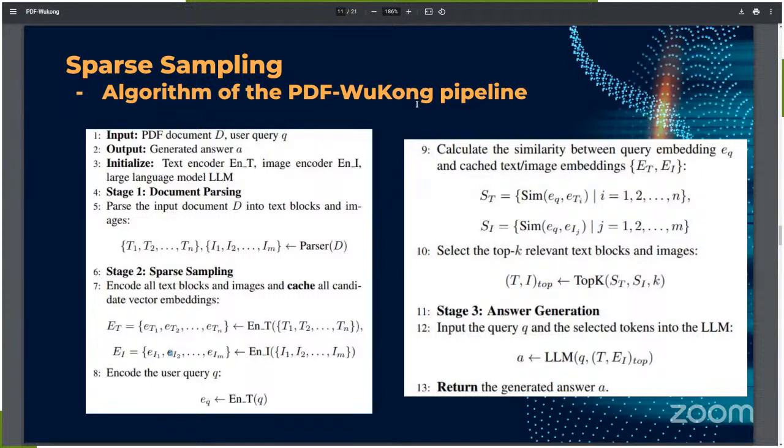Now, coming over to the algorithm of the PDF-WuKong pipeline. We input a PDF document and a query given by the user, and we expect the answer, a reply to the query. We first parse the document into interleaved texts and images. Then we cache all the vector embeddings and create the embeddings for the user query as well. Now we use similarity matrices between the query and the cached image and text embeddings, using the pre-trained PaperPDF dataset. Then we fetch the top-k elements, and these top-k elements are then passed over to an LLM, which then generates the answer desired by us.